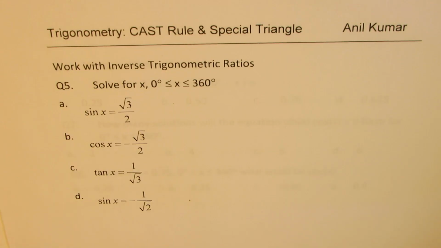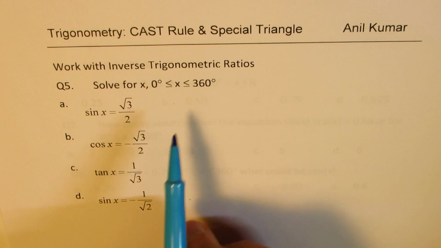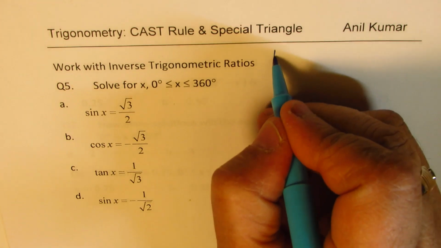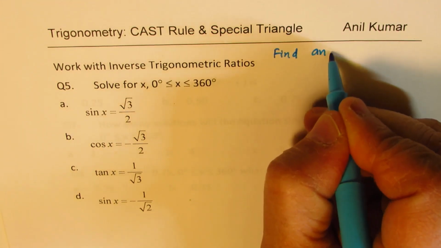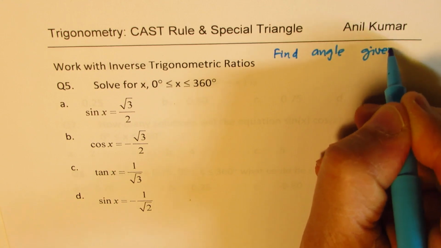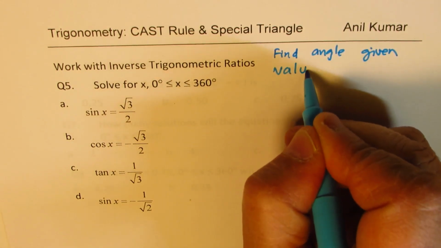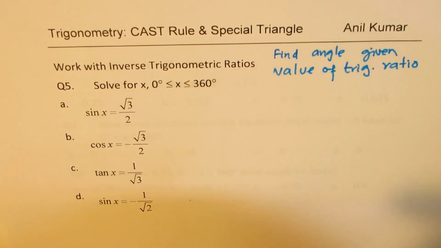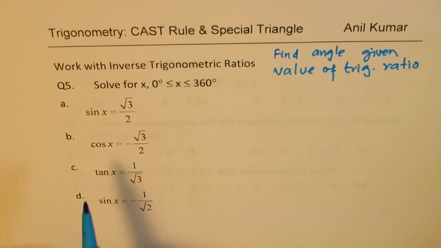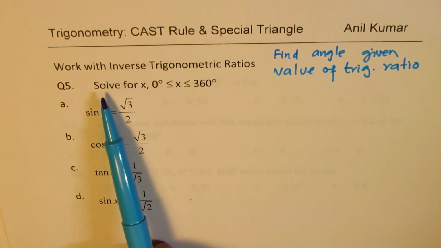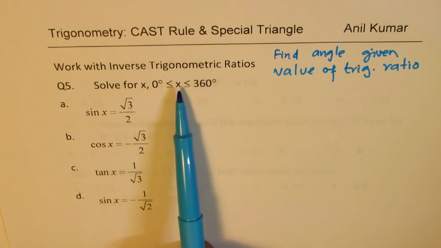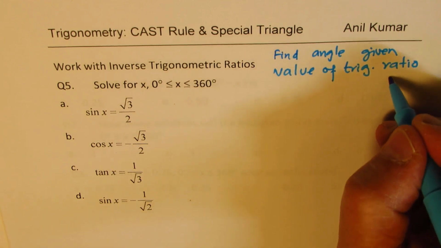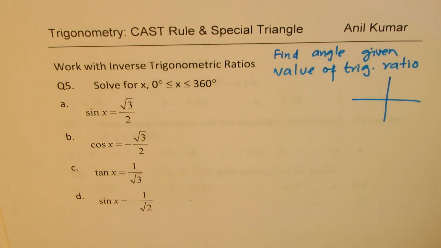Question number 5. We'll now work with inverse trigonometric ratios. That is to say, we'll give you the value of a trigonometric ratio. You have to find the angle. That means basically find the angle given the value of the trig ratio. So that is the kind of question we are going to look at now. Now the very first one is, well, let's read this. Solve for x, where x is between 0 to 360 degrees. That means we'll just focus on one circle, right?